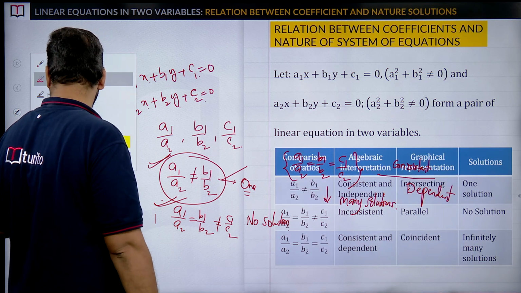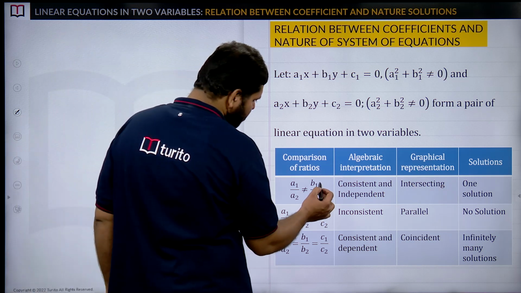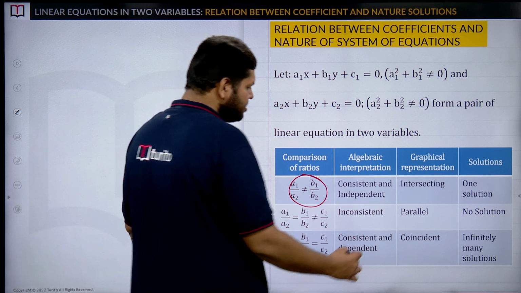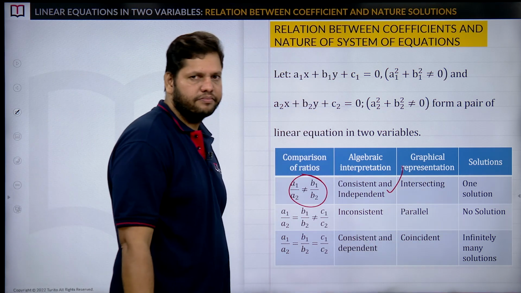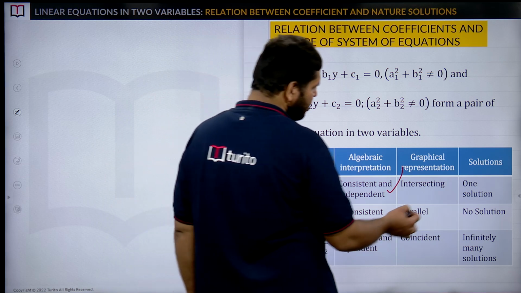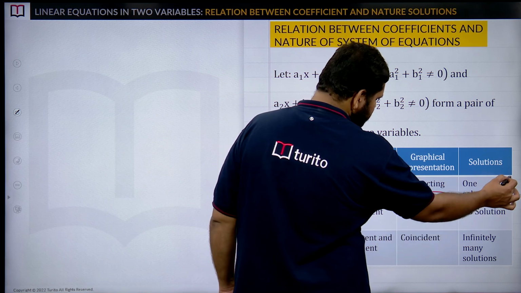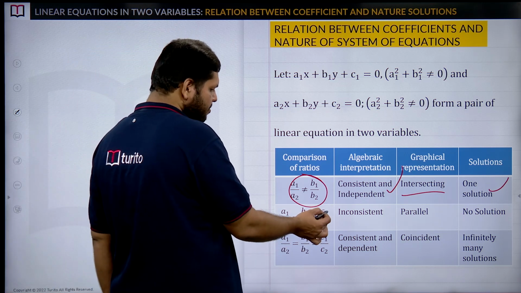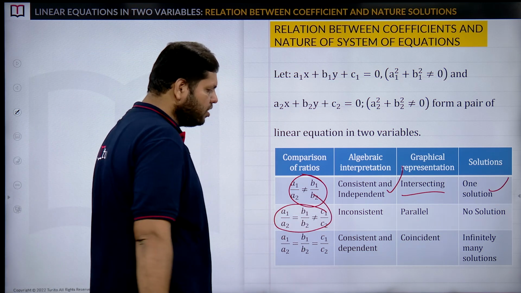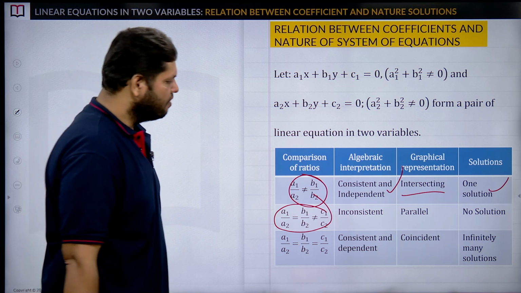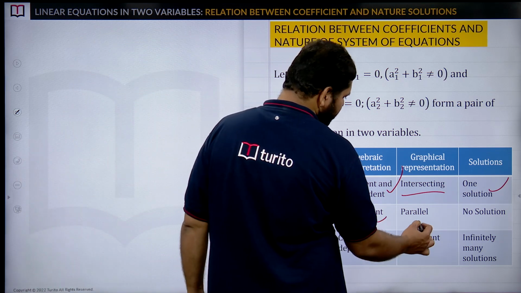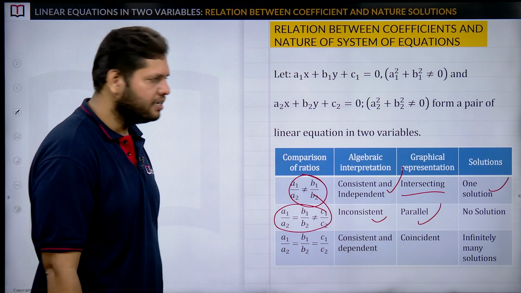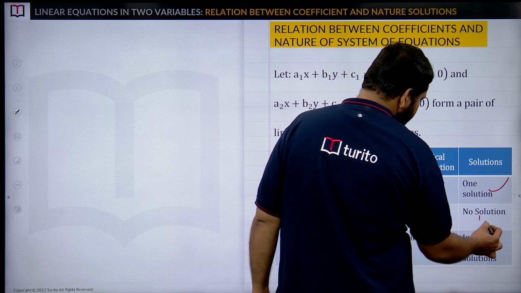Okay, children? See here clearly. See the first one. A1 by A2 is not equal to B1 by B2. So what we can say? We can say consistent, that is independent. And what is the nature of the lines, children? We can say intersecting, and the number of solutions are what? A single solution. We can say one solution. Next one, A1 by A2 is equal to B1 by B2 is not equal to C1 by C2. We can say inconsistent, then the lines are what? Parallel lines, and the solution is what, children? We can say no solution.